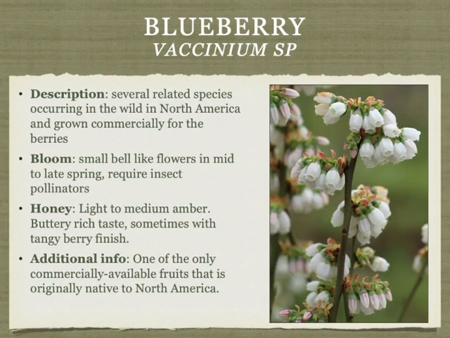Blueberry. Well, most of us are familiar with blueberries. In order to produce fruit, they require insect pollinators. Now, bumblebees are the natural pollinator of blueberries, but if you're growing blueberries commercially in a large field, unfortunately there's just not enough bumblebees to pollinate these flowers, so the beekeepers bring in hives to help pollinate. The honey is a light to medium amber, buttery rich taste with a berry-like tangy finish, but it's not like the berries themselves. This is one of the only commercially available fruits that was originally native to North America.